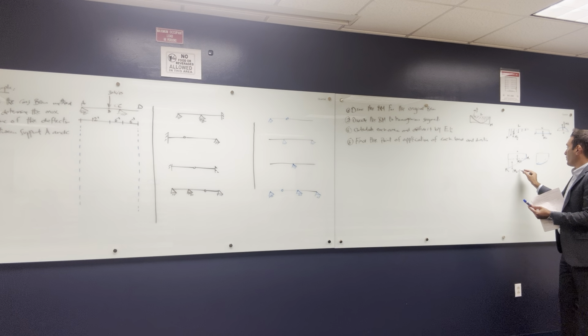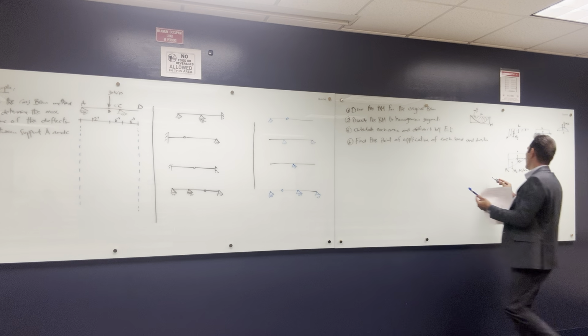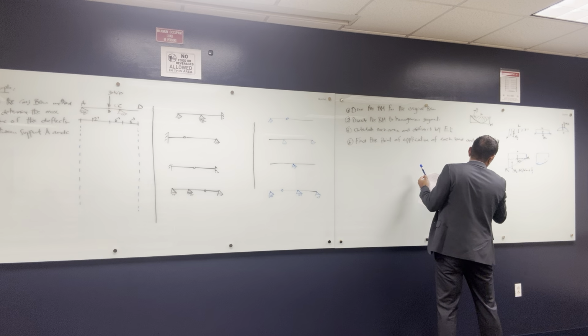M2 minus M1 multiplied by L, because that's a triangle, right? The area is going to be 1/2. It's half, that's a triangle, right? Let's take this triangle out.